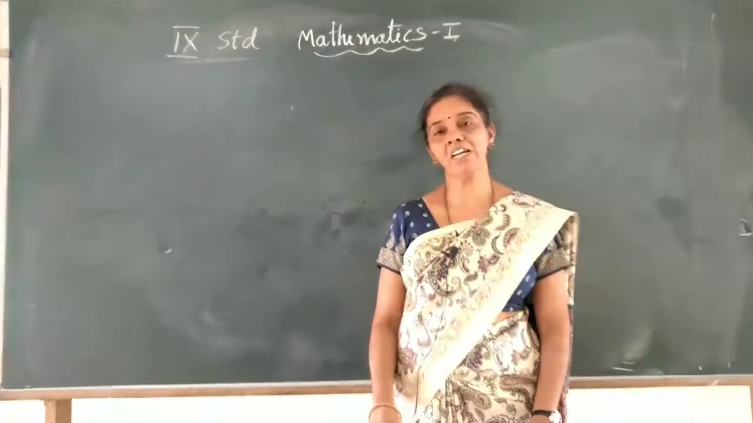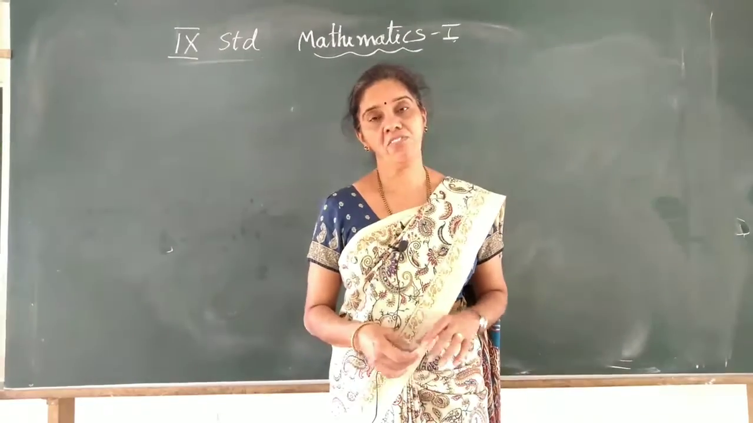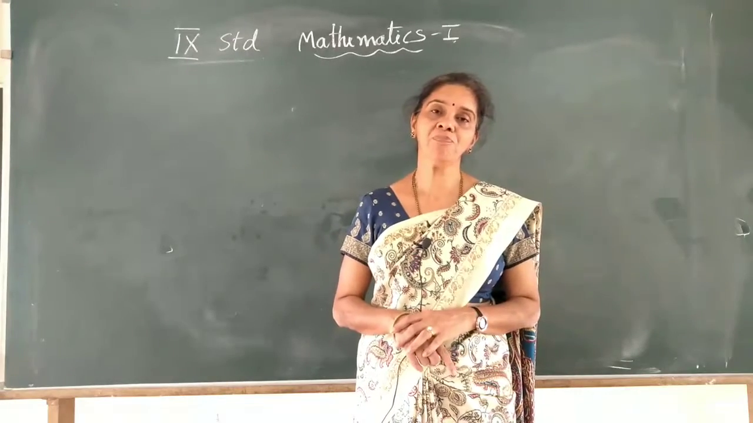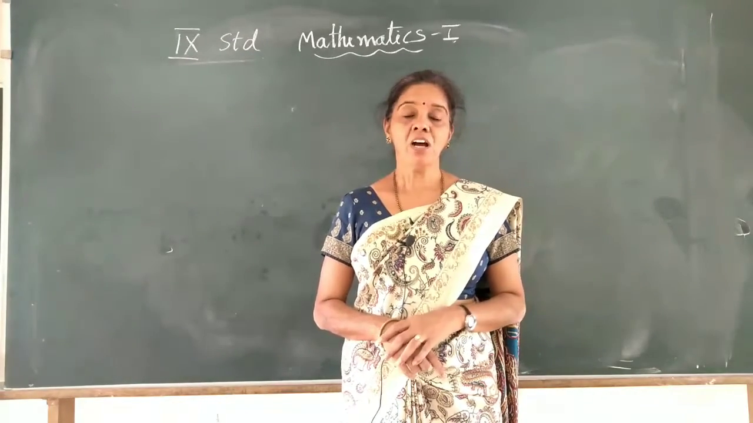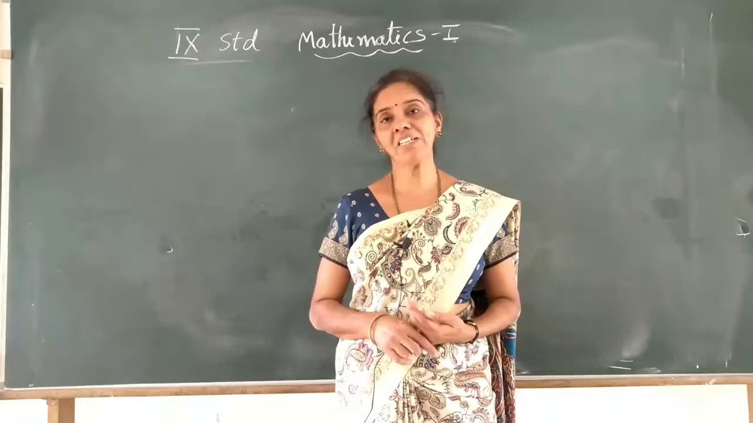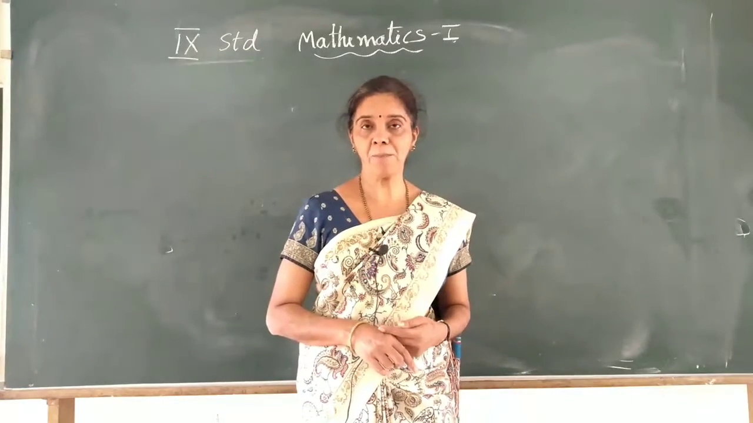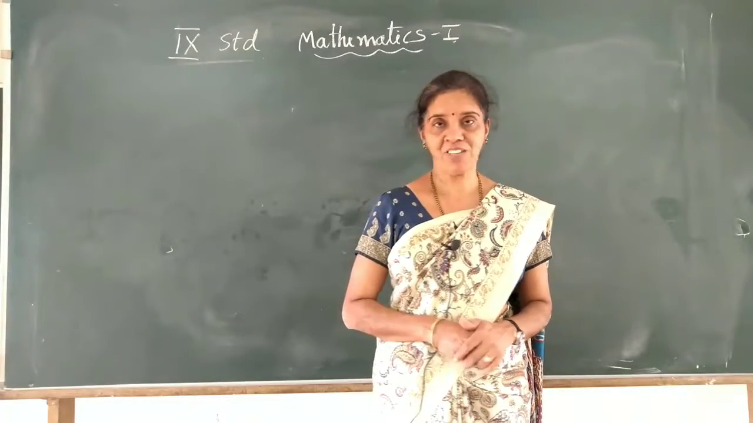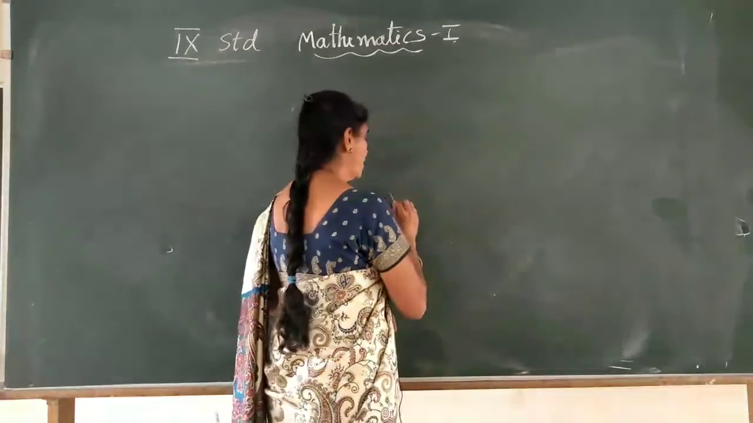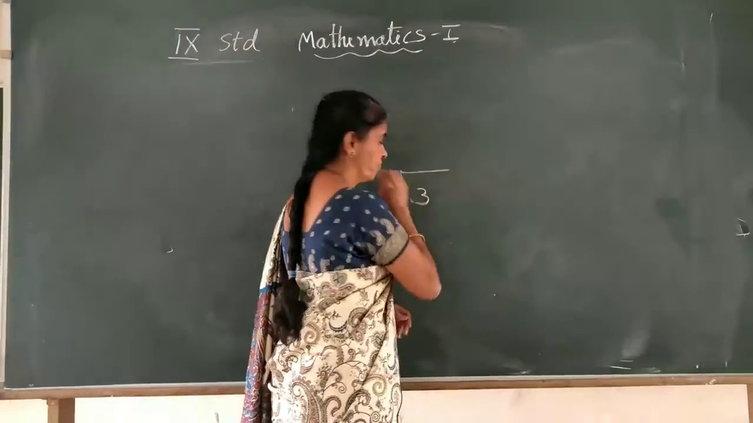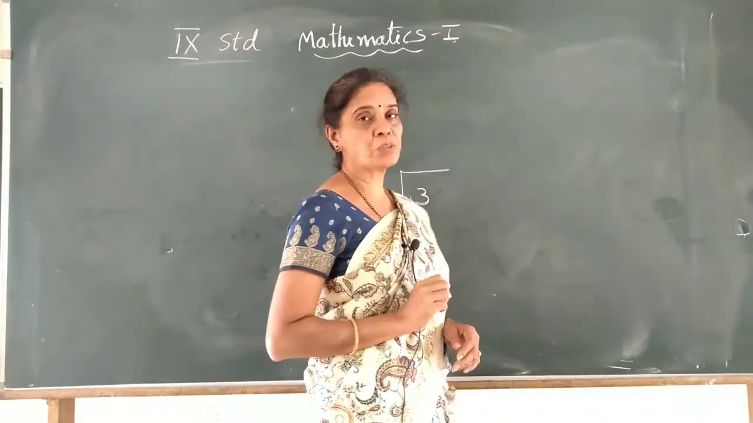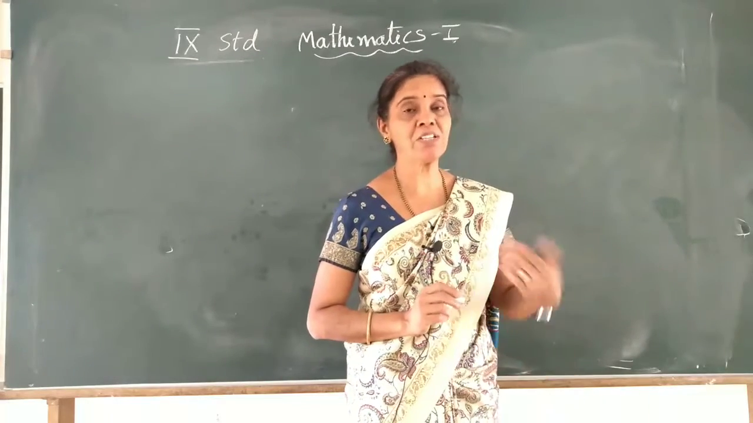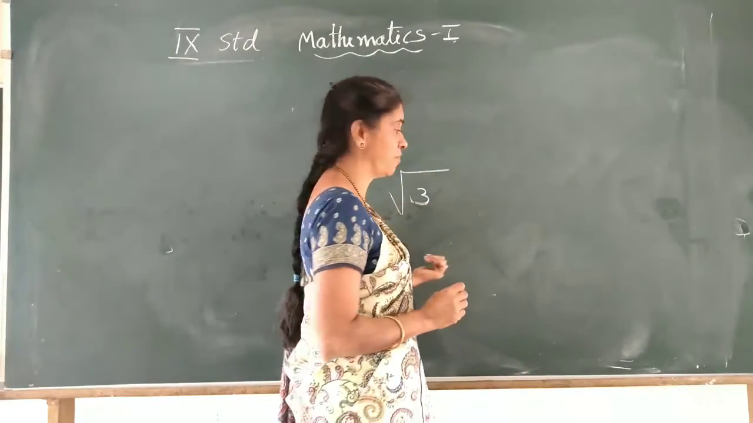Dear students, in the last class we revised the law of exponents which we studied in the 8th standard. Now, what if a root number is present, such as a cube root? How do we express it in the form of exponents? For example, if I have square root 3, how do we express this in exponential form?